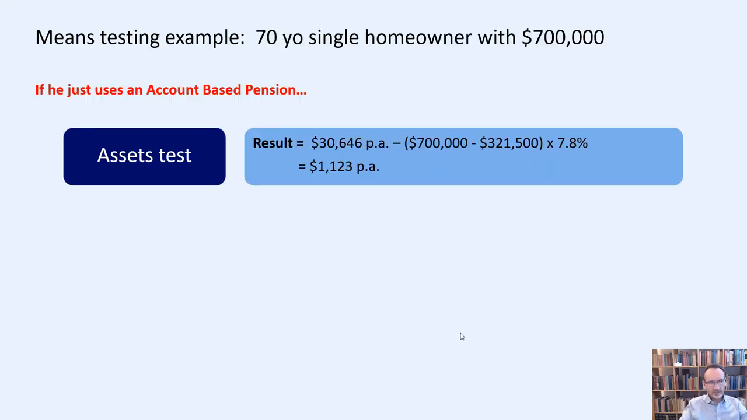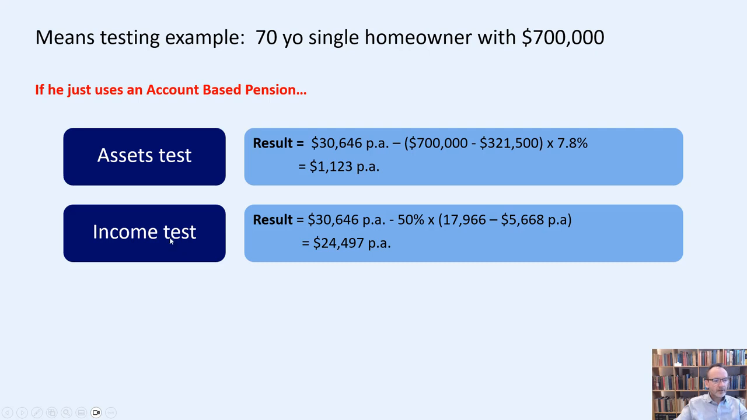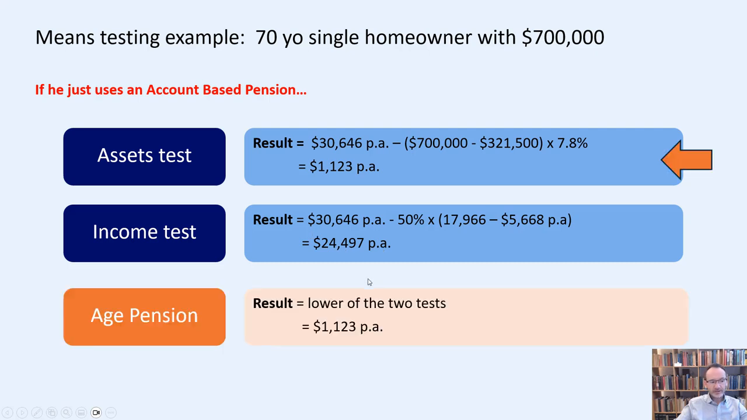So let's look at our example. If you've got a 70-year-old single homeowner with $700,000 in super, and he just uses an account-based pension, his asset test value is here. So he's got $700,000 minus the threshold times 7.8%, which means he's left with only a very small age pension. With the income test, he's got a deemed income of just under $18,000 a year, minus the threshold times 50%, and the income test produces a much higher age pension.